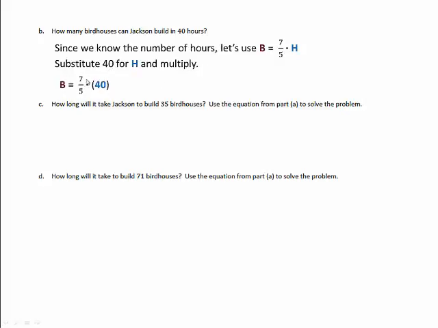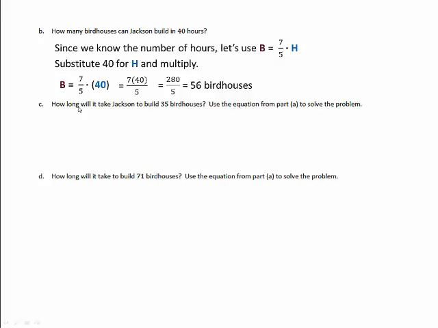So here's our equation. We're going to multiply 7/5 times 40. That's 7 times 40 divided by 5, which is 280 divided by 5, which gives us 56 birdhouses. So in 40 hours, Jackson can build 56 birdhouses.